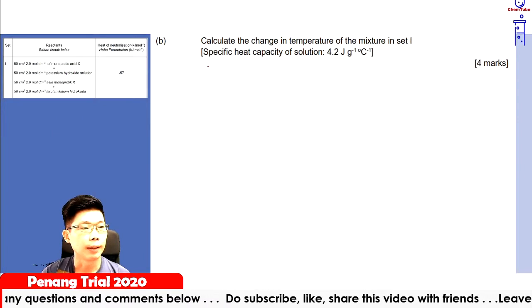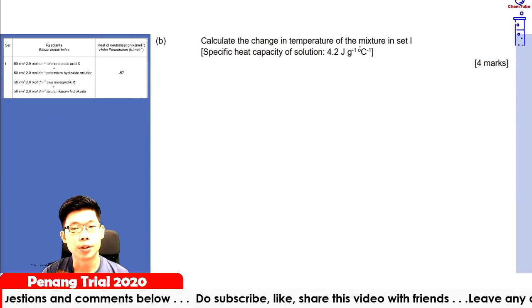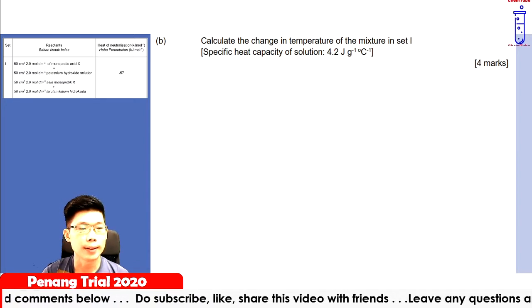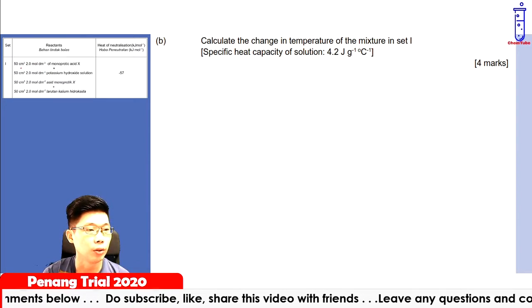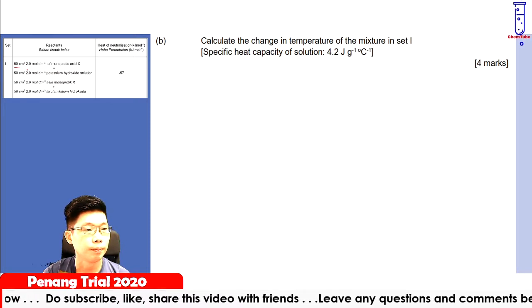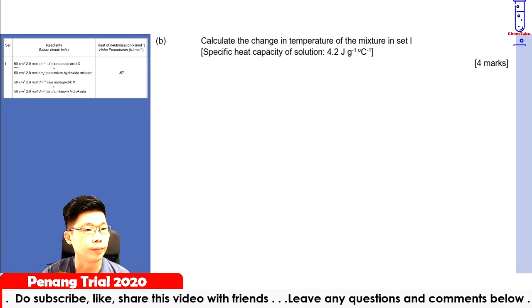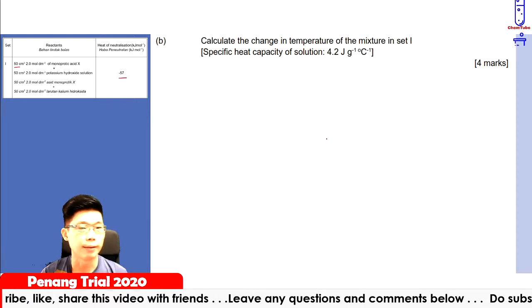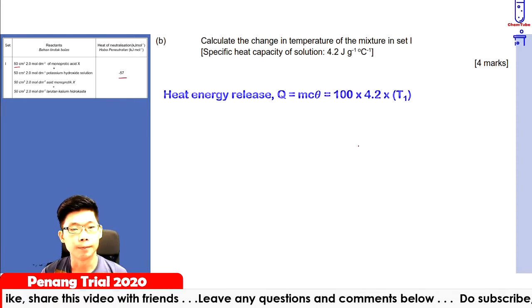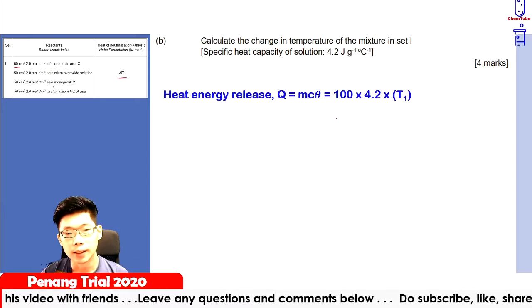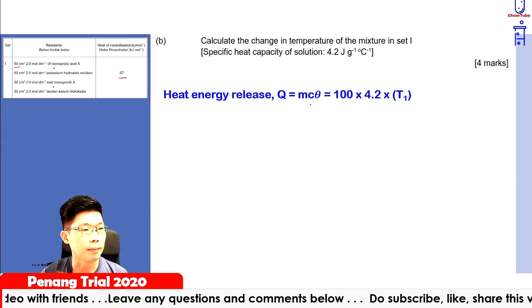Now calculate the change in temperature for the mixture in set 1. Here you are given a monoprotic acid, 50 cubic centimeter. Given that the heat of neutralization is 57, we use the formula Q equals mc theta.